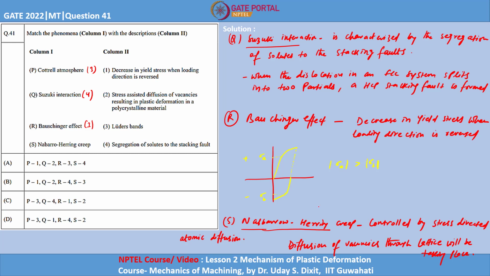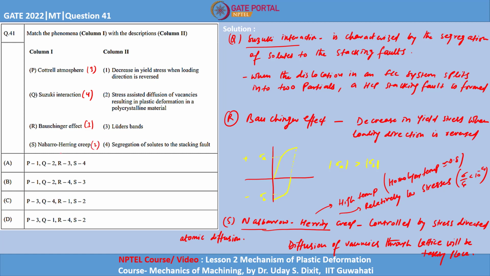And this type of Nabarro-Herring creep basically occurs at a very high temperature and relatively low stresses, like sigma upon G value less than 10 to the power minus 4, and homologous temperature equal to 0.8. So the Nabarro-Herring creep is basically stress assisted diffusion of vacancies resulting in plastic deformation in a polycrystalline material.